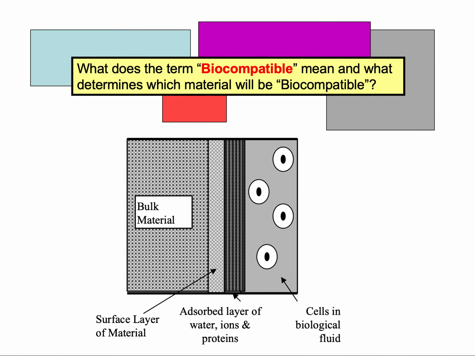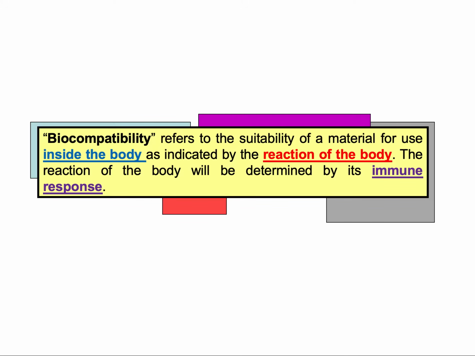So let's keep talking about concepts. We talked about biocompatibility. So what is biocompatibility? Biocompatibility refers to the suitability of a material for use inside the body. First thing, it's very important. Two, this suitability is indicated by the reaction of the body. So the body will react to the material that was implanted inside the body. And this reaction of the body will be determined by its immune response.